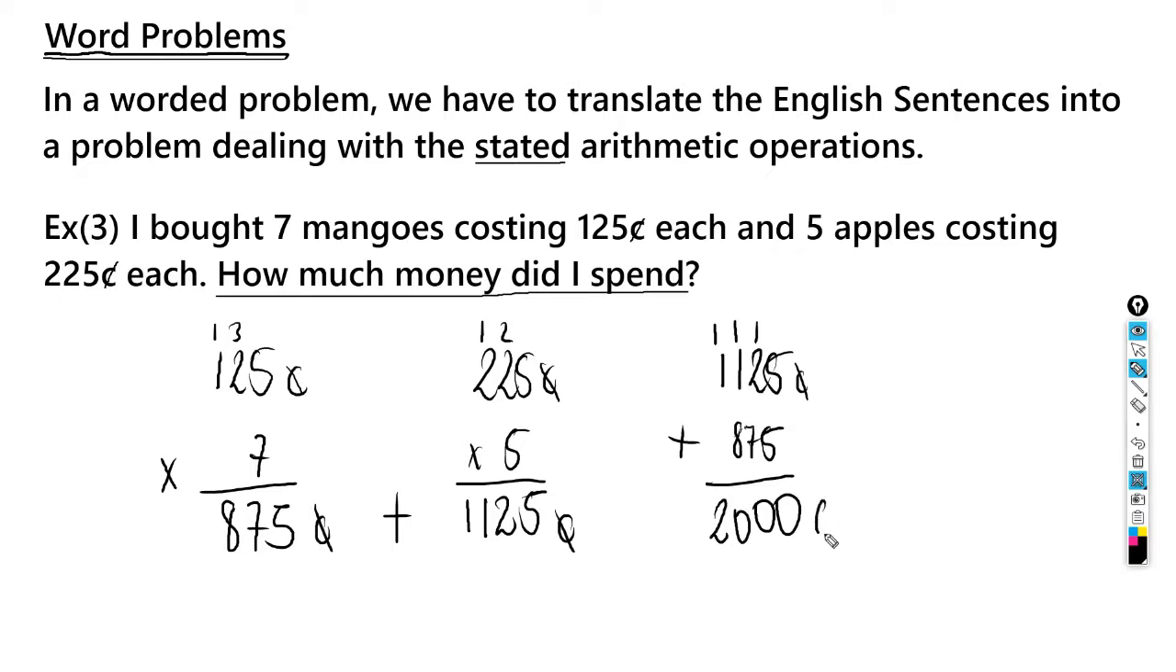So it's 2,000 cents, which is the same thing. If we divide it by 100, we should get it in dollars. So it should be $20 and 0 cents. Cool. So I spent $20 buying mangoes and apples today. All right, guys, so let's look at the next example.